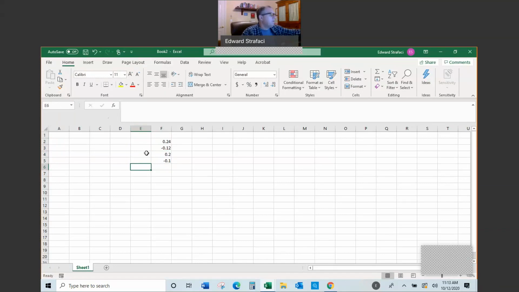Then I could attach probabilities to these. So I could say this is a 5% probability, a 20 and a 20. They have to equal 1. So if I made this 10 and this 10, that would be 20. And these two would have to be.